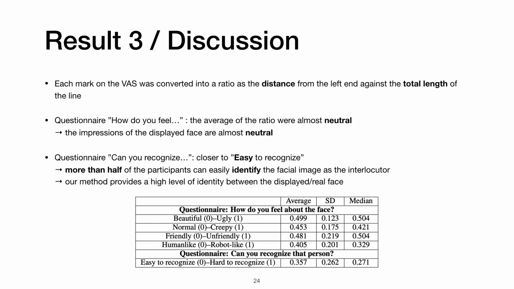Each mark on this visual analog scale was converted into a ratio: the distance from the left end against the total length of the line. For the first question, the average of the ratios was almost neutral, so the impression of the display face is almost neutral. For the second question, the result is closer to easy to recognize. So it means more than half of the participants can easily identify the facial image as the interlocutor. So our method provides a high level of identity between the display and the real face.